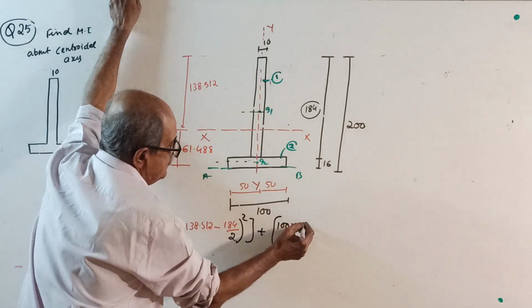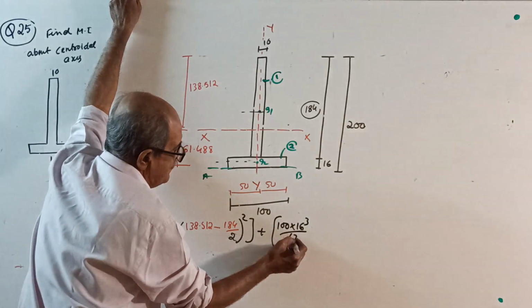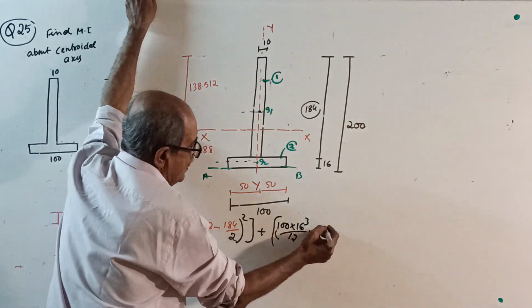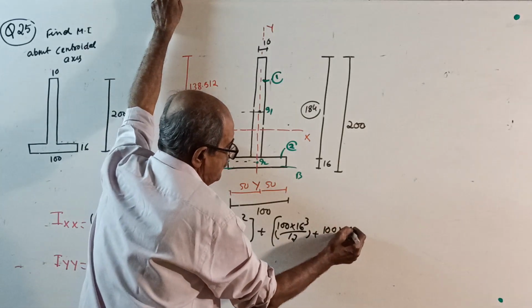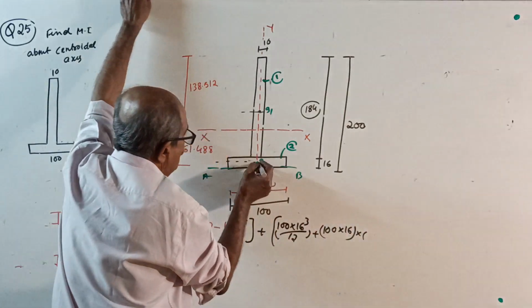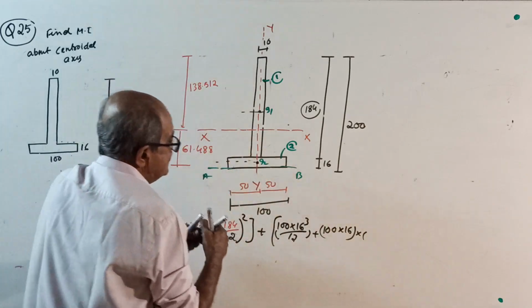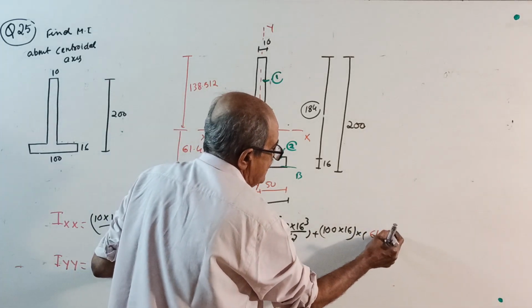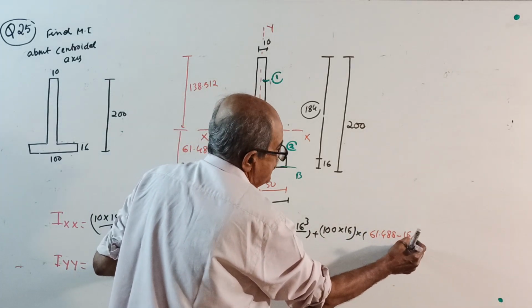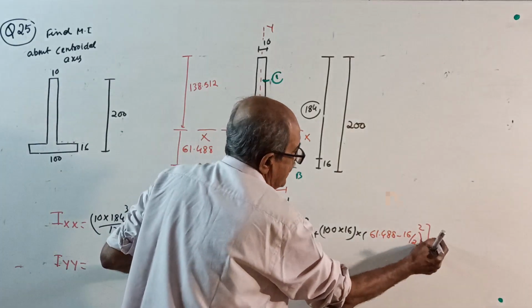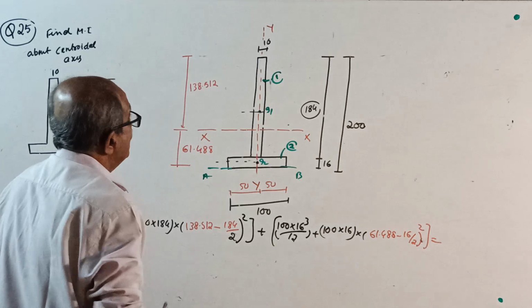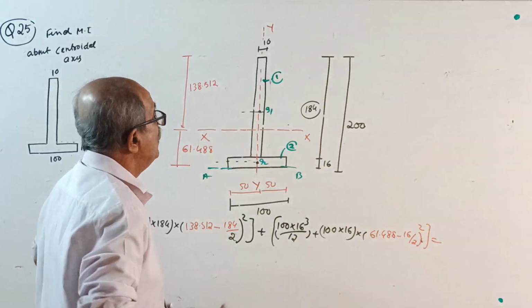Plus, for this one, I about its own centroidal axis: 100 into 16 cube divided by 12 is Ig, plus area 100 into 16, into the distance from centroid to XX, squared. This is 61.488, subtract half of 16, whole square. Write the answer.